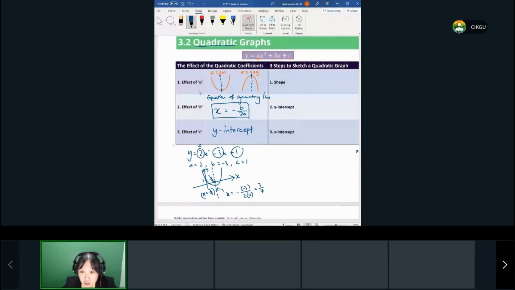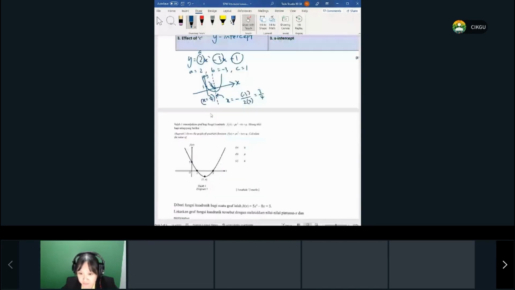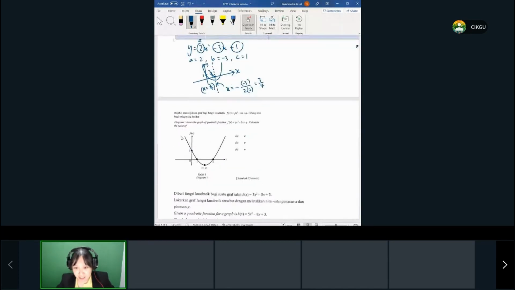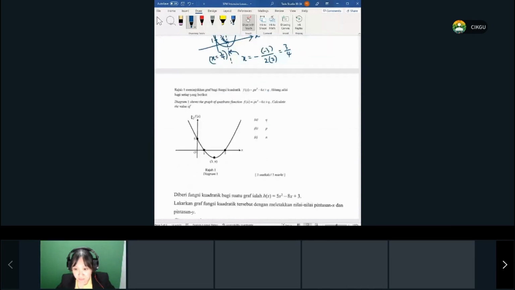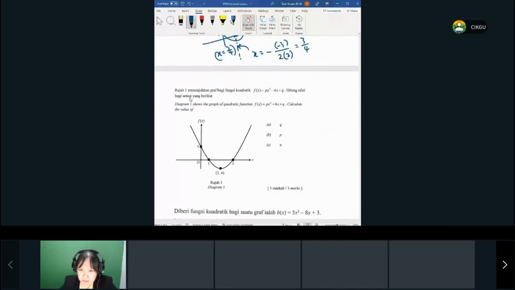This one later. Let's do a question on this one first. The effect of a, b, and c, right here. So you guys read the question. This one here. What does it say?